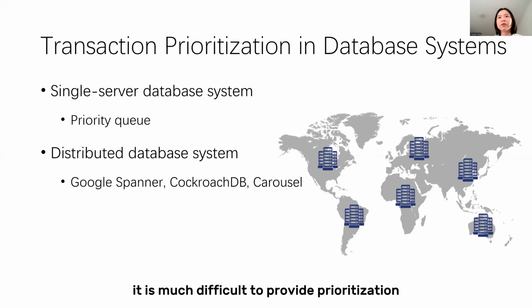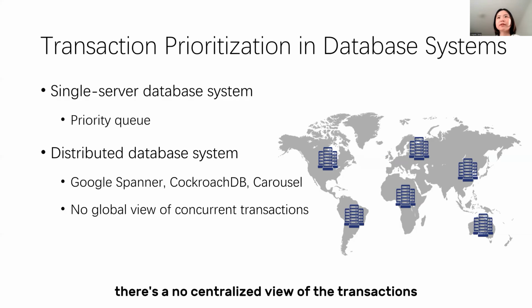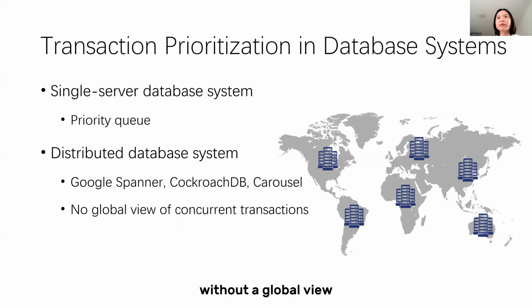It is much more difficult to provide prioritization because the data is partitioned and stored in different locations. A transaction may touch one or more partitions. Only the participant partitions can see this transaction. There's no centralized view of the transactions. Without a global view, servers will perform operations independently that may conflict with other servers. As a result, it leads to a higher abort rate or even deadlocks.